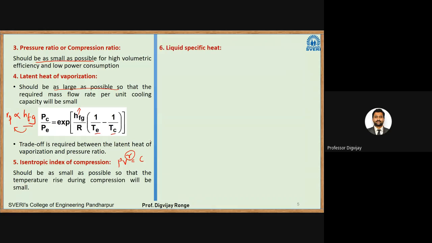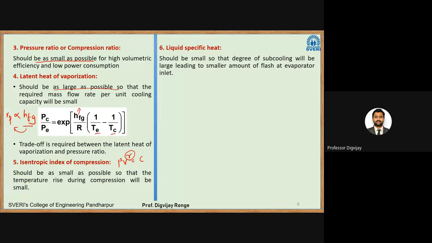Okay. Next property we see is the liquid specific heat. So there are two fluids we are dealing with here, liquid refrigerant and vapor refrigerant. In case of liquid, the specific heat should be lower, because when we are subcooling, a lower specific heat helps us control whatever temperature we are reducing. So it should be lower so that lower heat will be absorbed per kg. It should be as small as possible so that the degree of subcooling will be large, leading to a smaller amount of flash at the evaporator inlet.